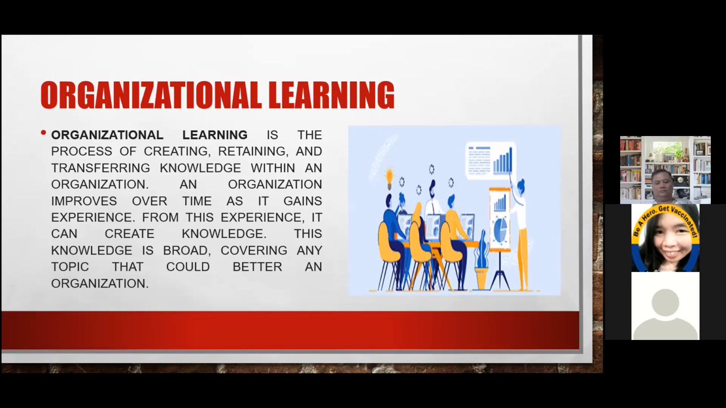Organizational learning is an aspect of organization and a subfield of organizational studies. As an aspect of the organization, organizational learning is the process of creating, retaining, and transferring knowledge.